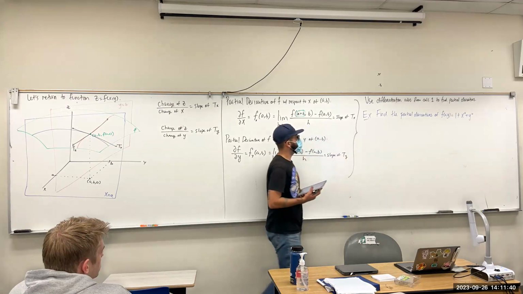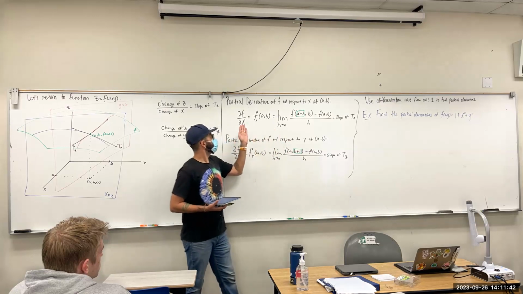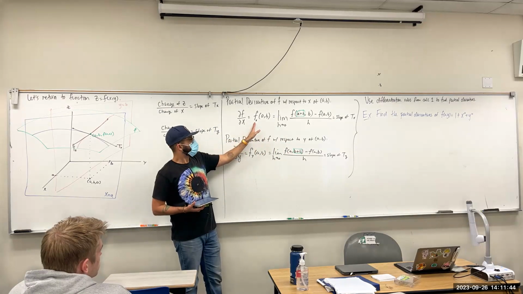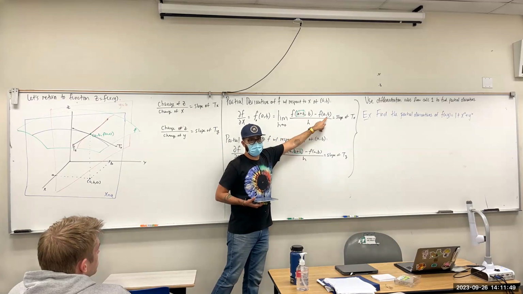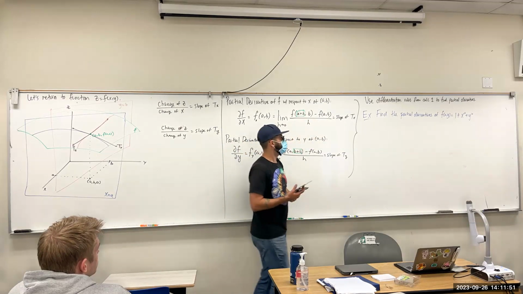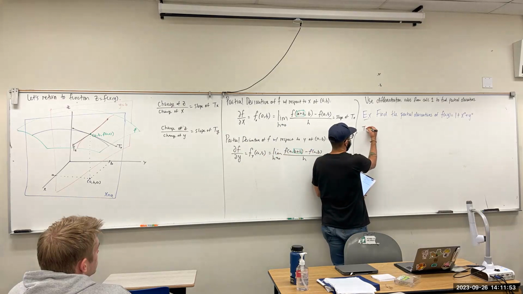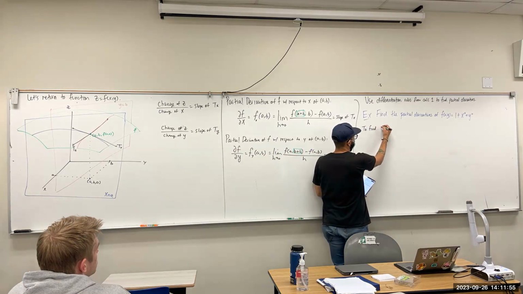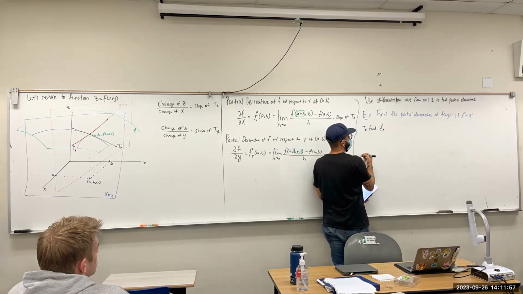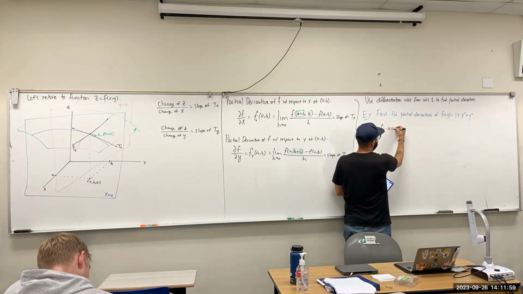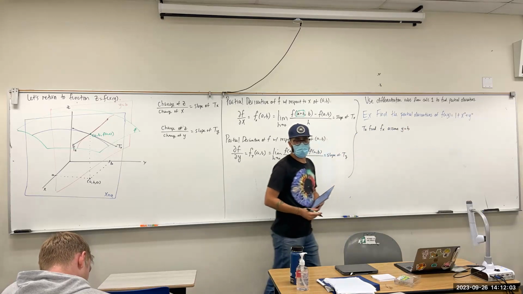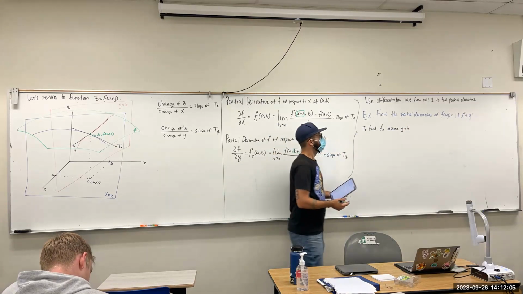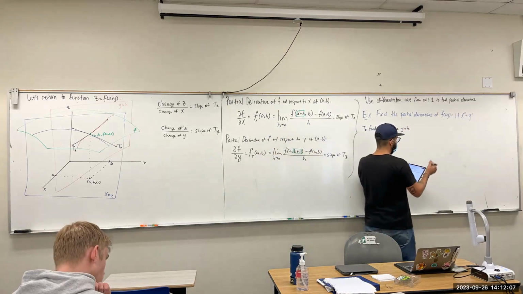All right, so this is what we're going to do. If I want to find the partial with respect to x, I'm going to assume y is fixed. Let me show you how we're going to do that. So to find the partial derivative with respect to x, assume y is some fixed value b. So that means y is a constant. It's a constant b.